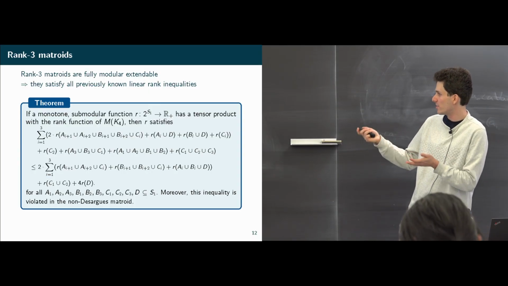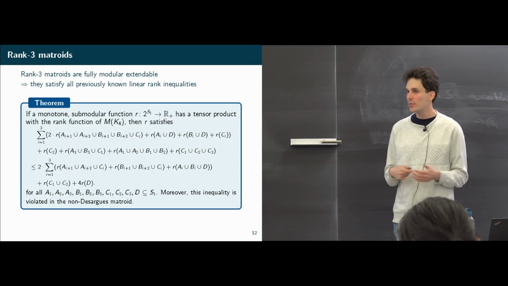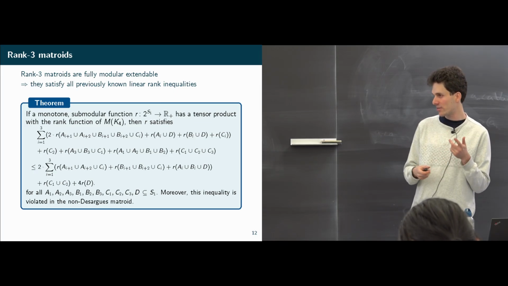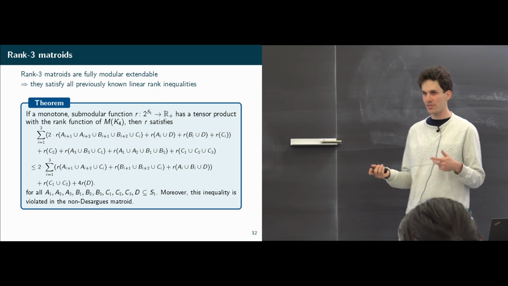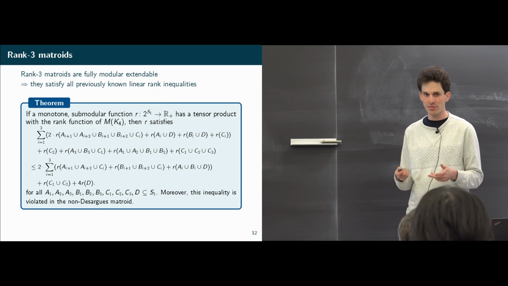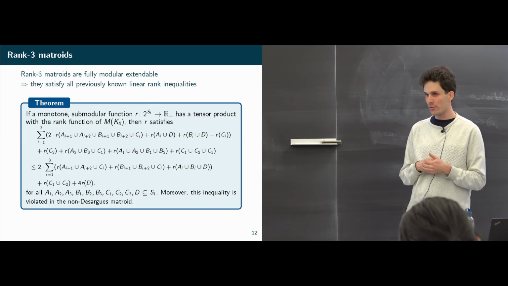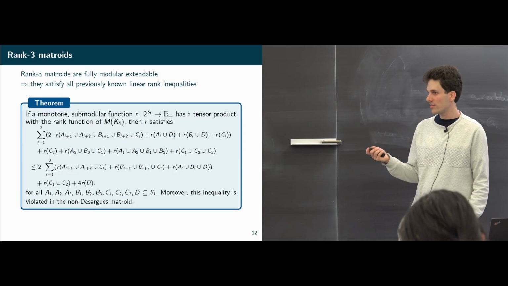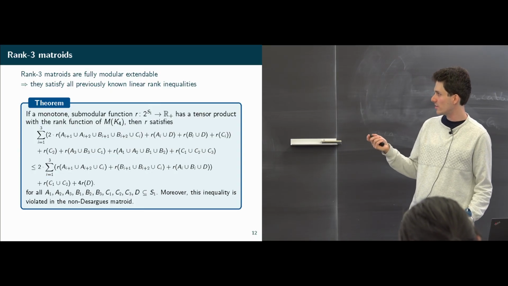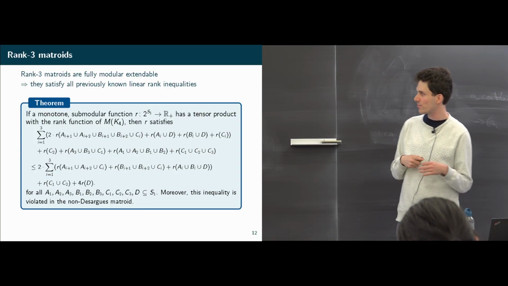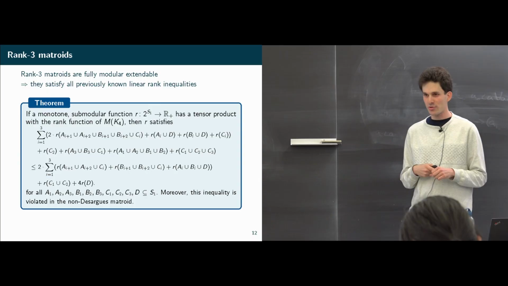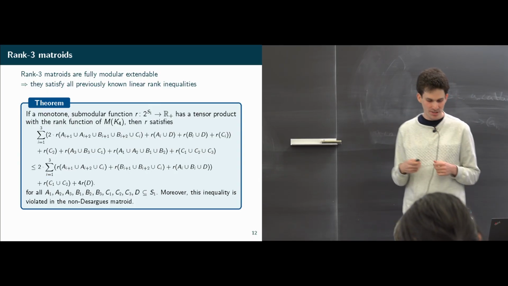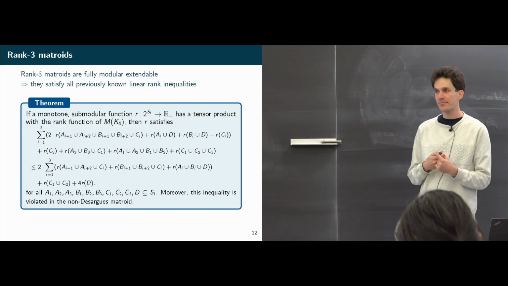And this inequality now looks not so nice. But if we have a proof that K4 and the non-Desargues matroid do not have a tensor product, we didn't need any new ideas. This just fell out from our approach. So we settled this question that not all linear rank inequalities follow from these extension properties, because for tensor products we could show something more.